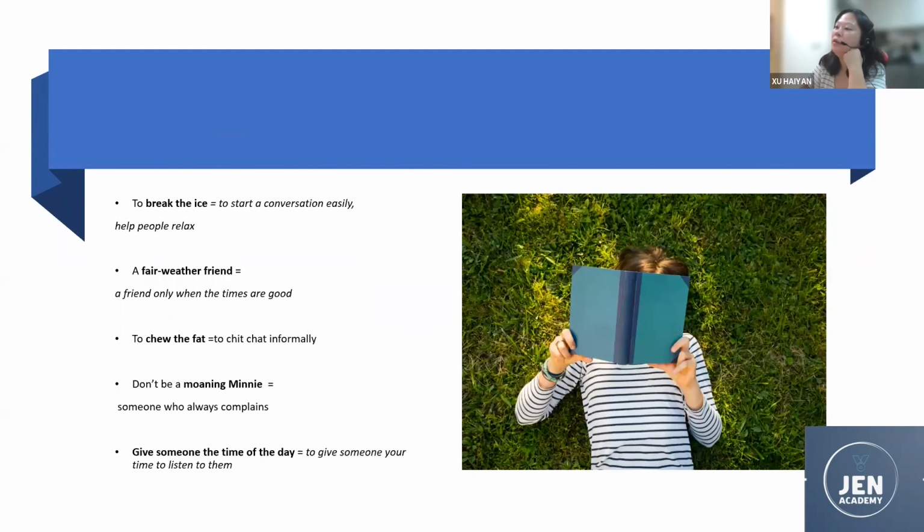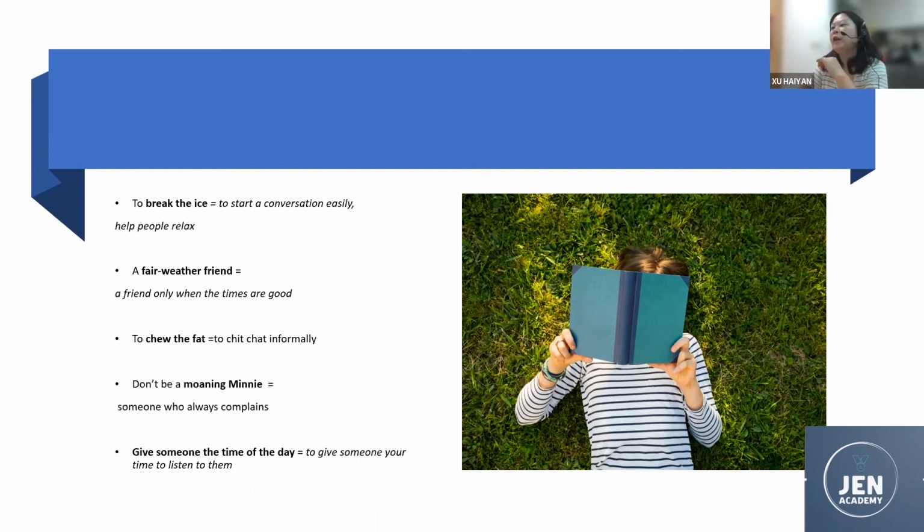The last one is idioms that you could use in your conversations. To start with, to break the ice. In Chinese, we say 破冰, which I think is the literal translation of break the ice, which means you start a conversation easily and help people to relax a little bit. You want people to loosen up a little bit before you start to do anything, right?